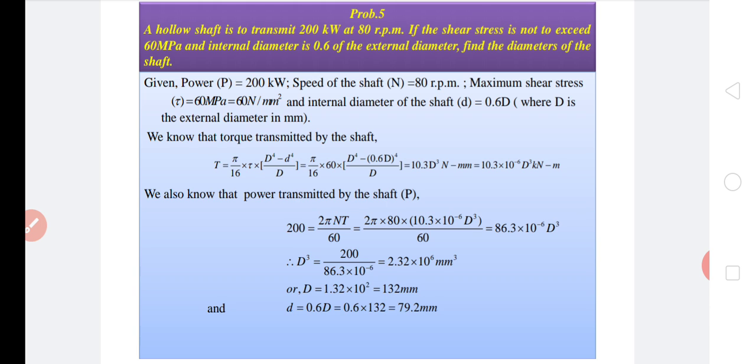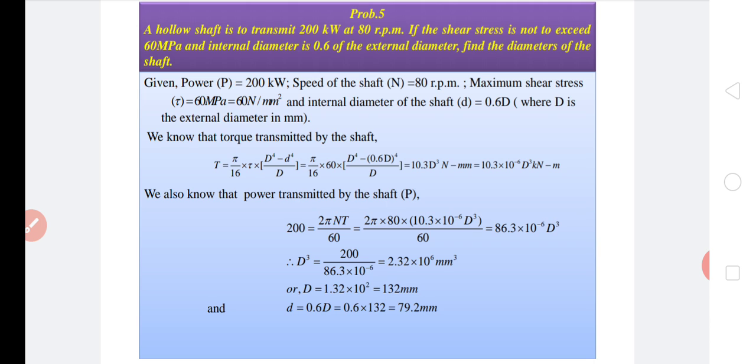So it is required after the problem. If the shear stress is not to exceed 60 MPa and the internal diameter is 0.6 of the external diameter, the external diameter we don't know. Find the diameters of the shaft.